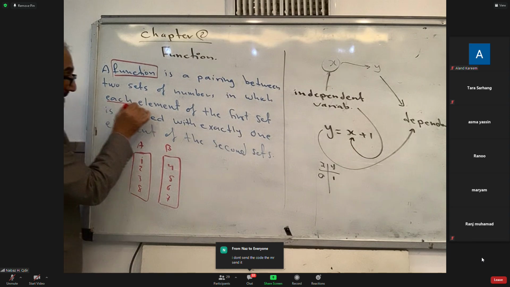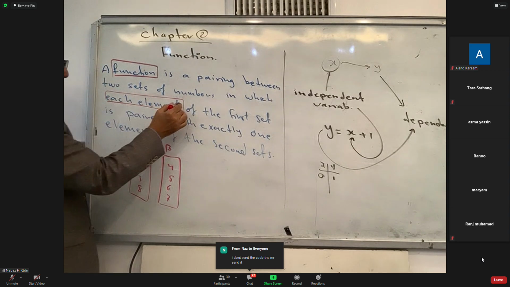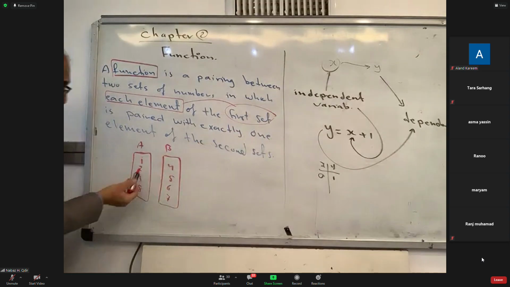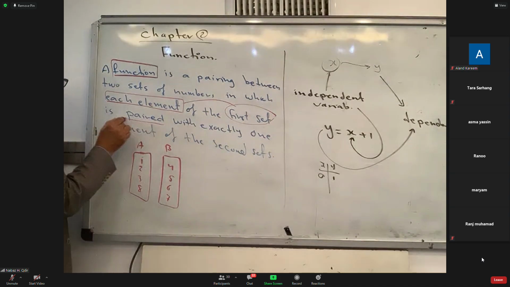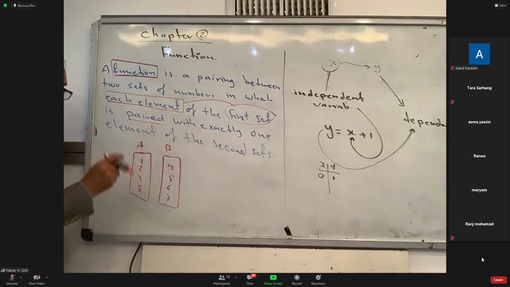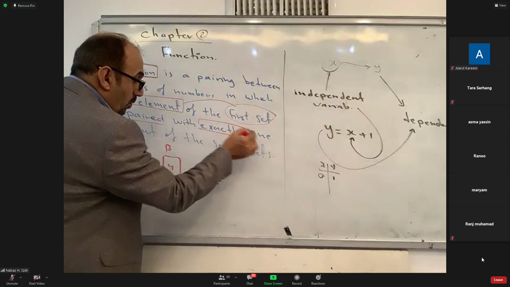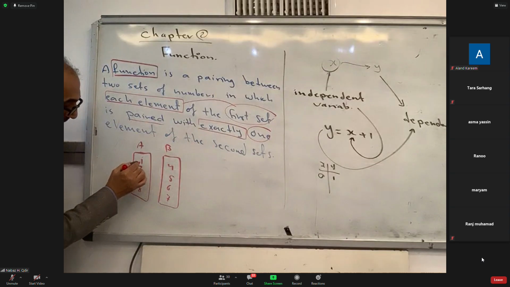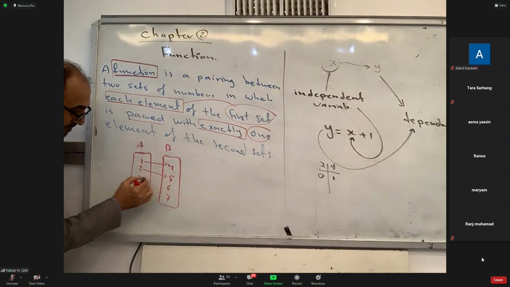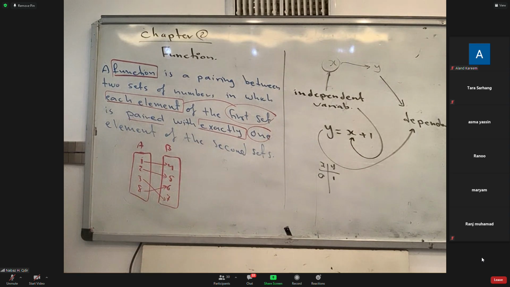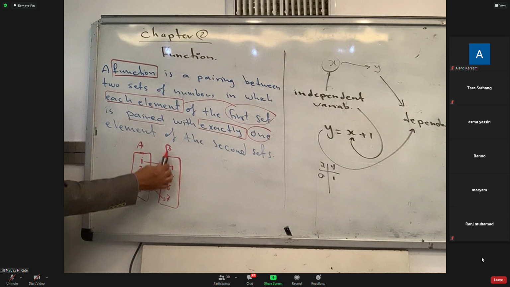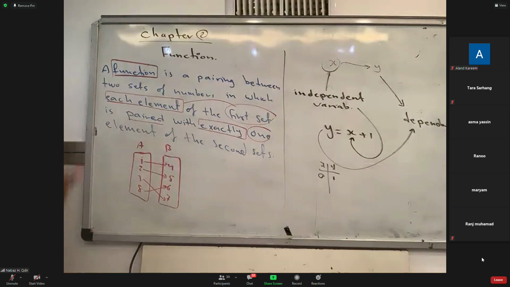Each element of the first set, each element of this, 1, 2, 3, 8, each of them is paired and connected with exactly one element of that. It is exactly connected with one of the numbers of the second set. Okay.